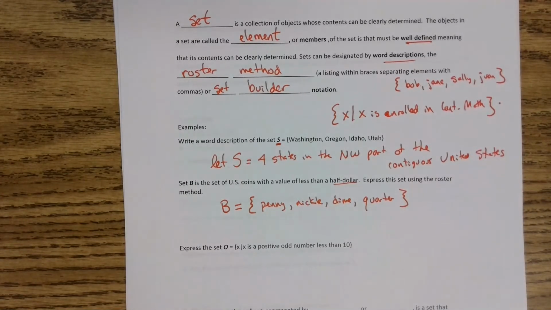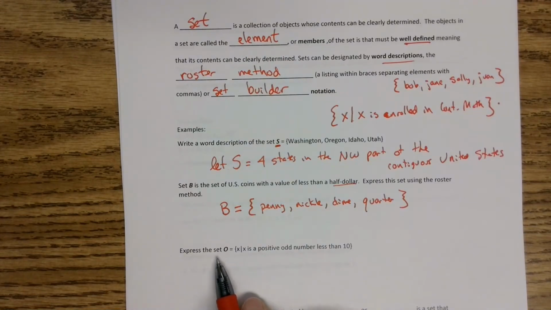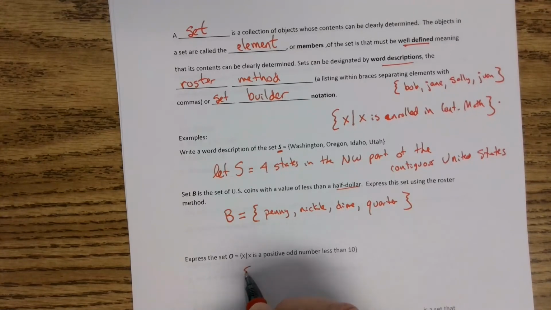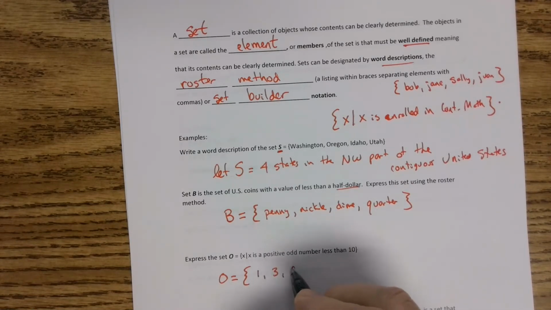Okay. Once again, these are really basic. We're just doing the basics of these lessons. Get down some of the vocabulary. So express the set O, that is {x | x is a positive odd number less than 10}. So let's put this in roster method. So O is equal, what's a positive odd number less than 10? Isn't it 1, 3, 5, 7, and 9?